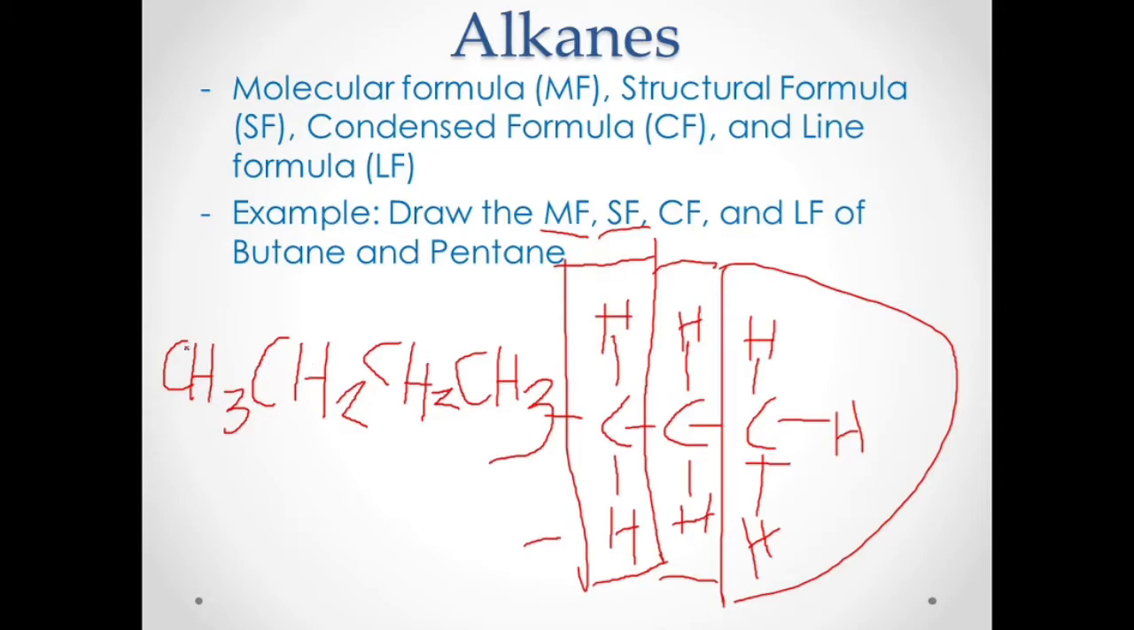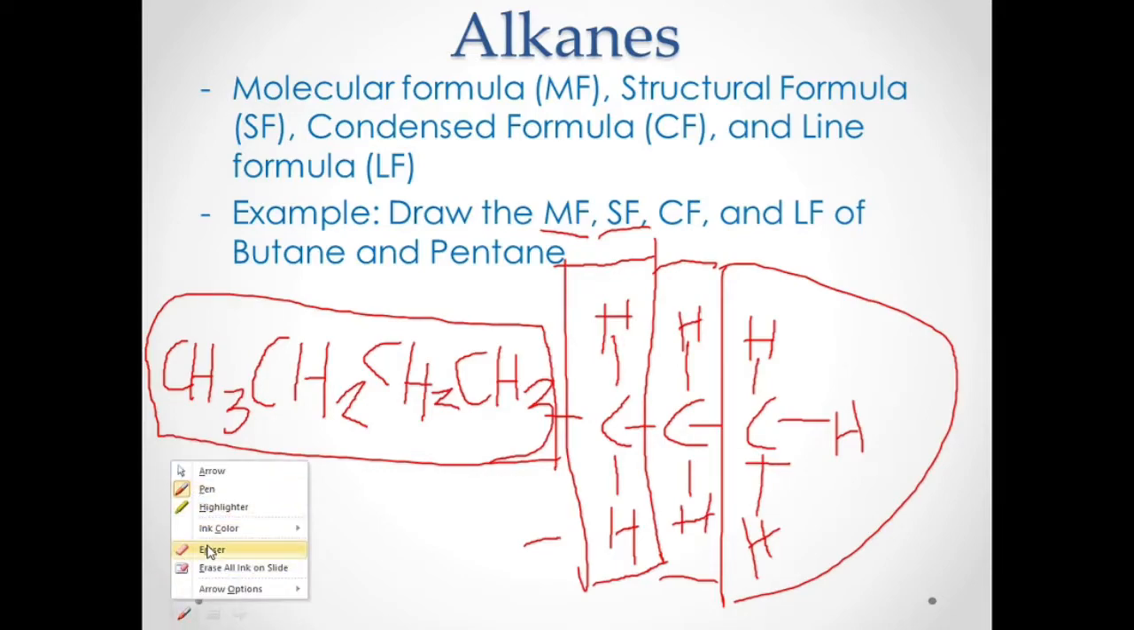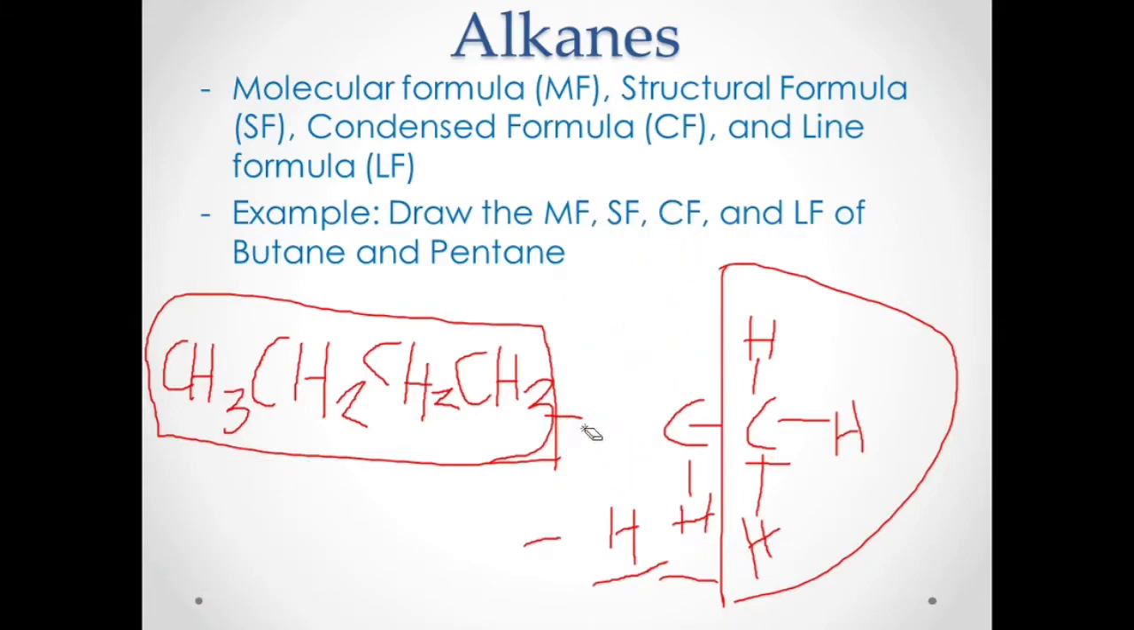Then you need to check your answer. 4 carbons, 1, 2, 3, 4. 10 hydrogens: 3 plus 2 is 5, plus 2 is 7, plus 3 is 10. So therefore, this is now your condensed formula. Then you're done with your condensed formula. From your condensed formula, you can write the line formula.